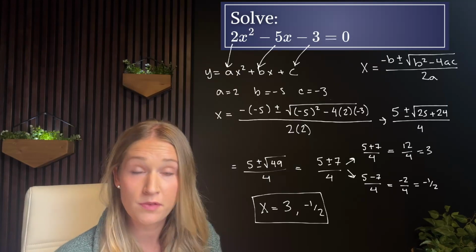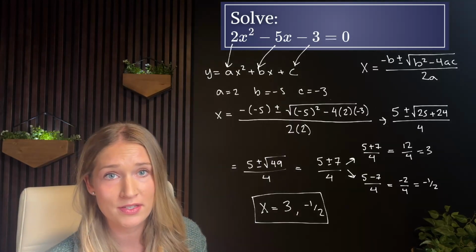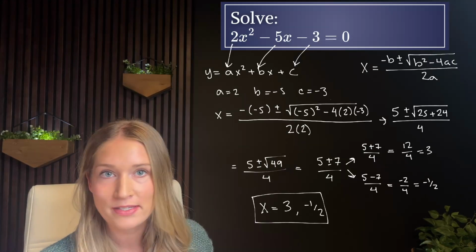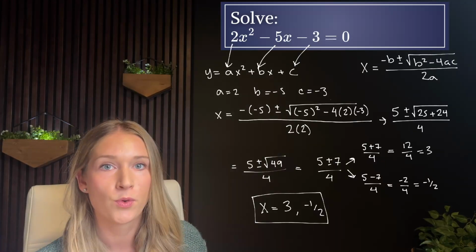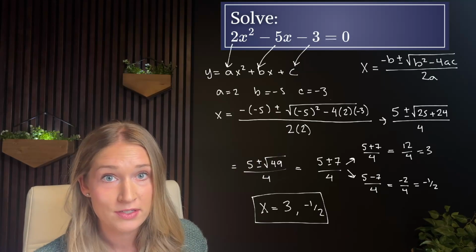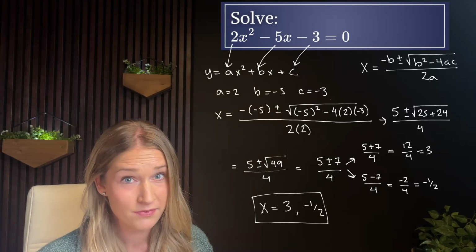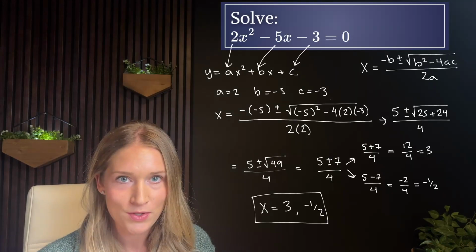Now this one you could have factored, and you probably would have gotten to the same result much quicker if you factored, but the quadratic formula is always there. It's always going to work for your quadratic equation. So if factoring doesn't work, you can jump straight to the quadratic formula, or if you're just not a fan of factoring, you can always use the quadratic formula.